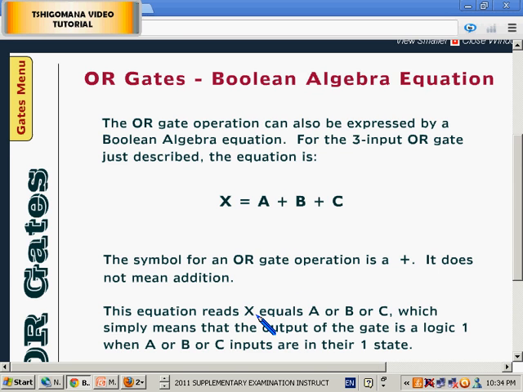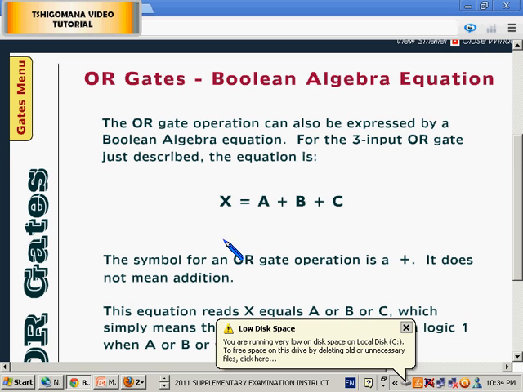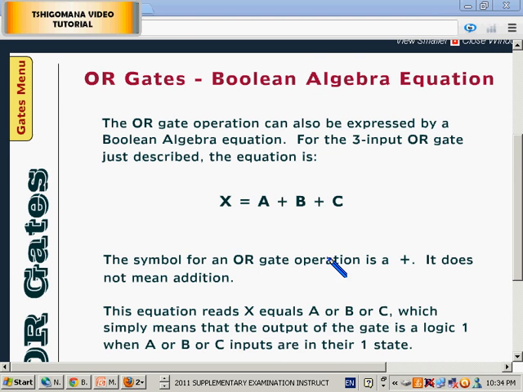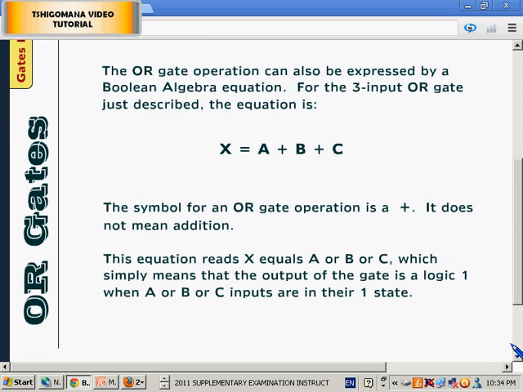Now, how do we read this equation? This equation reads X equals A or B or C, which simply means that the output of the gate is a logic 1 when A or B or C inputs are in their 1 state. In other words, if one of the inputs is high, the output is high. When one of the inputs is high, know that if you are using the OR gate, the output will be high. In other words, for you to get a high, there must be one high input.